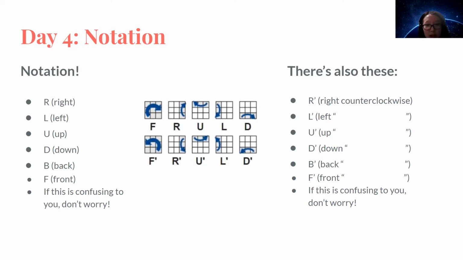When it's without the little apostrophe mark, which is called a prime, then it goes clockwise. So you see on the left side we have R and then we have the apostrophe if you're still unfamiliar. Again, the apostrophe is a prime, which means that it goes counterclockwise. So we have R, which is clockwise, R prime counterclockwise, L left clockwise, and then L prime left counterclockwise.